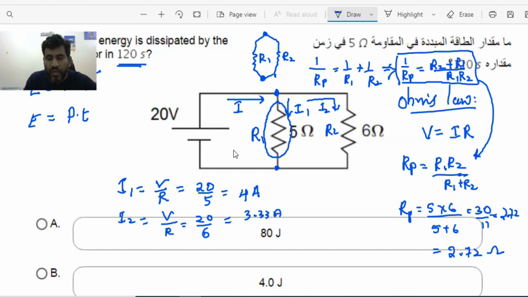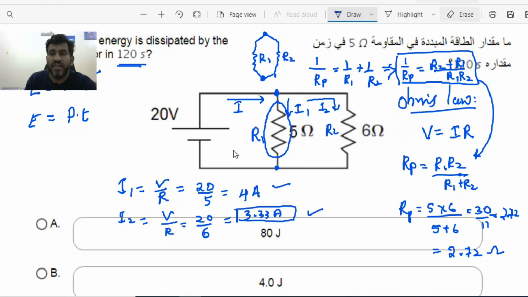20 divided by 6 is going to be 3.33 ampere. Now look, as the resistor value increases, the current flowing through it decreases. That's how the current and the resistance are inversely proportional. So this is the value of each resistor. Now what is the total current flowing through the circuit? Total current is basically the sum of this one plus this one.